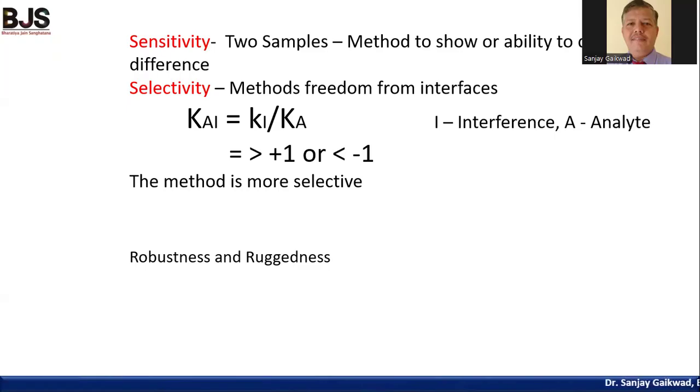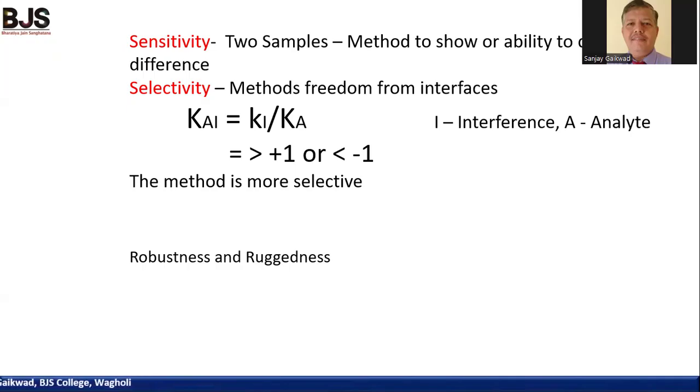The second term is selectivity. Sensitivity is the difference between the two results, but selectivity is a measure of the method's freedom from interference, as defined by the method's selectivity coefficient. From this equation, K_AI equals K_I divided by K_A, where I is the interference and A is the analyte. This can be between +1 and -1, and therefore this method is more selective.